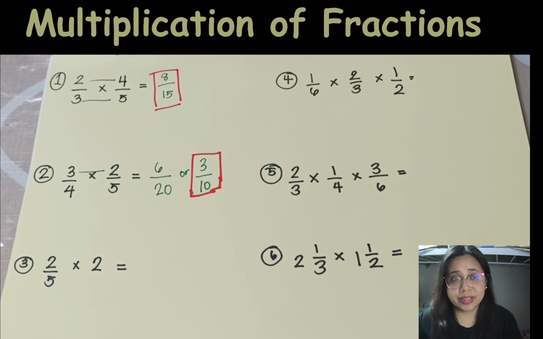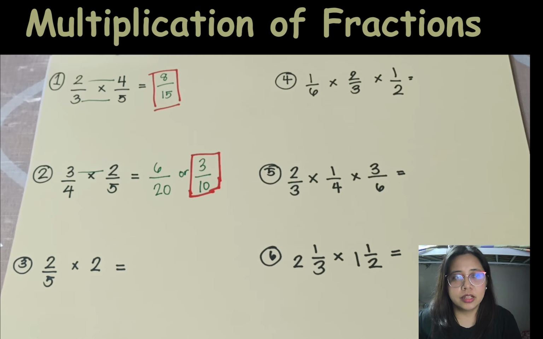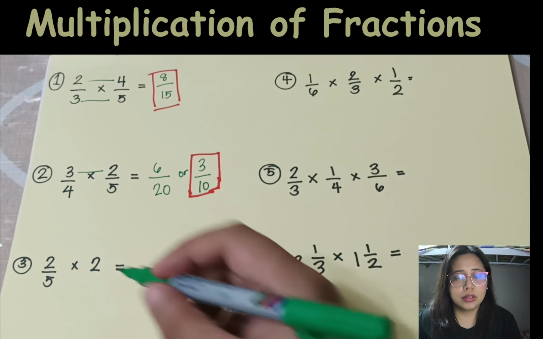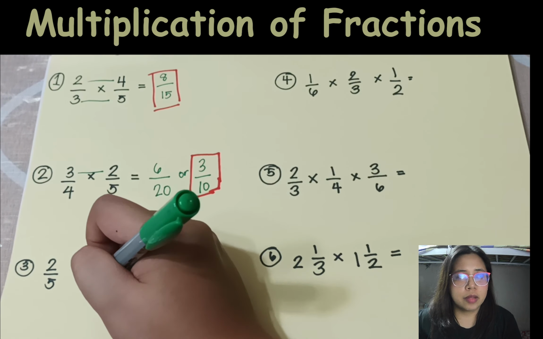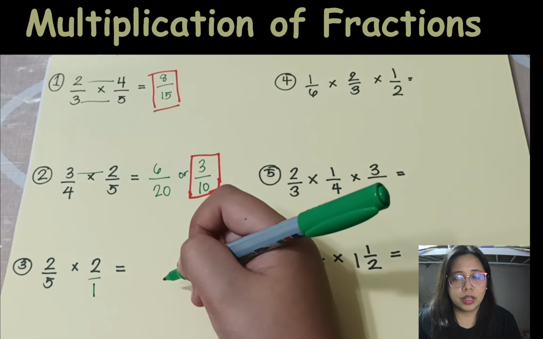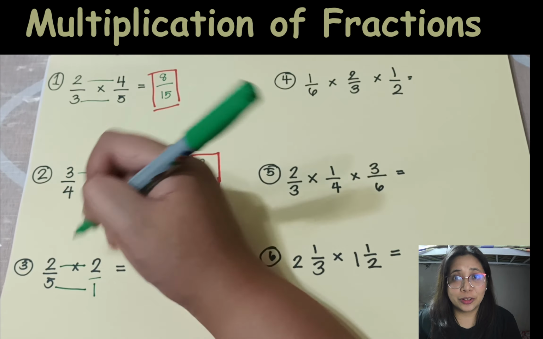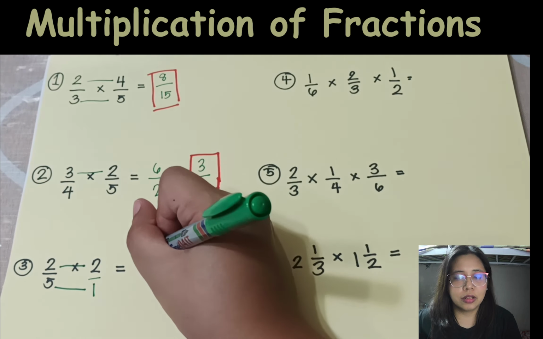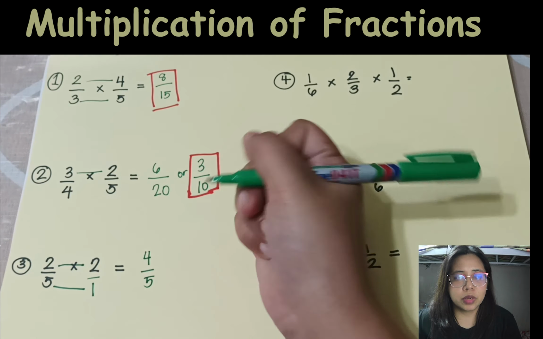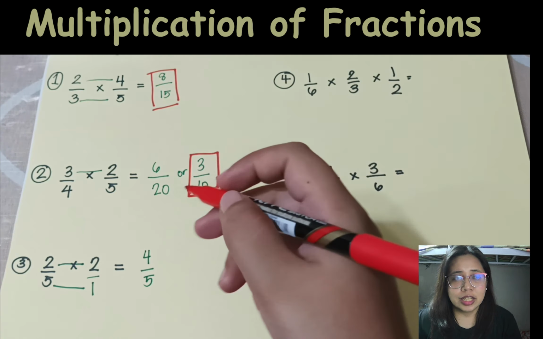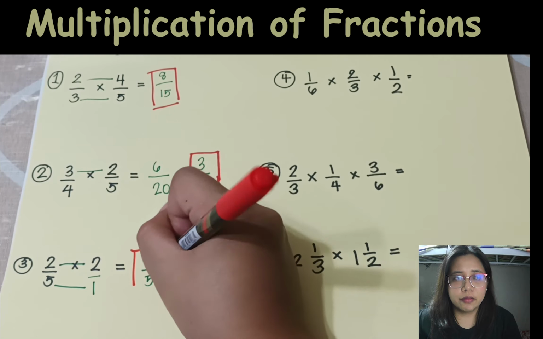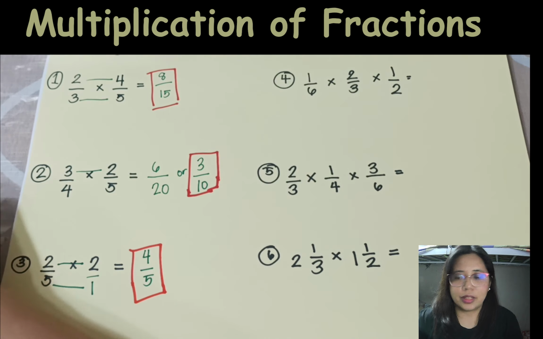Okay, so next example natin, we have 2/5 times 2. So yung isa nating factor is a whole number. So automatic, ang denominator niyan is 1. Okay, try natin i-solve. Okay, so 2/5 times 2 over 1. Okay, so same lang, numerator to numerator, denominator to denominator. So we get 2 times 2 is 4 and 5 times 1 is 5. And since yun na yung lowest form niya, that will be our final answer.